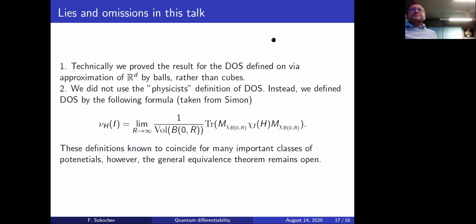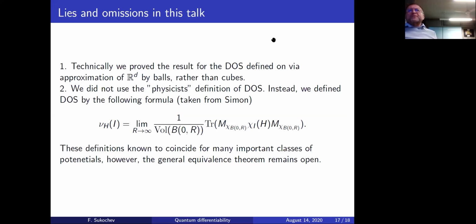And what else I wanted to say? And the last slide will be like lies and omissions in this talk. Well, I told you that we were doing this for the cubes for simplicity. In fact, we were working for the balls, but as I said, the results, fortunately, are the same. Whatever approximations for the classical Laplace operator on R^d you choose, whether you choose the Laplacians on the cubes or on the balls, the result is the same. And the second, well, not a lie or omission, was that we did not really use the physicist's definition of density of states, which I showed.